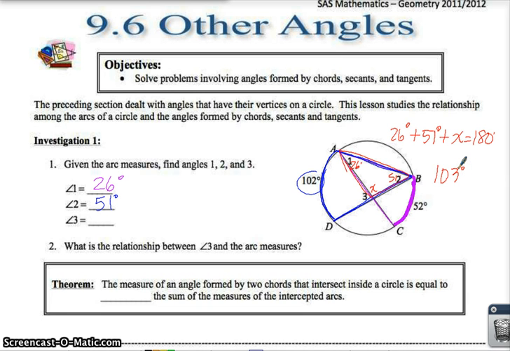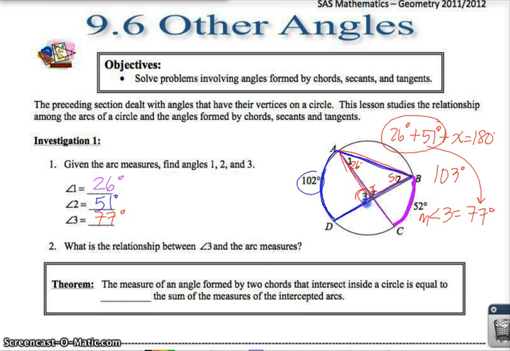But we don't want the 103 degrees because that's our x, and so what do we know about 3 and x? We know they're supplementary to each other. So therefore, angle 3 is actually 77 degrees, which is the 26 and the 51 added together. So angle 3 is 77 degrees.